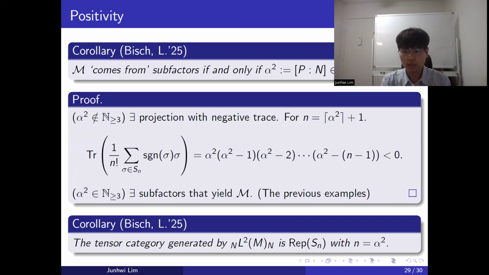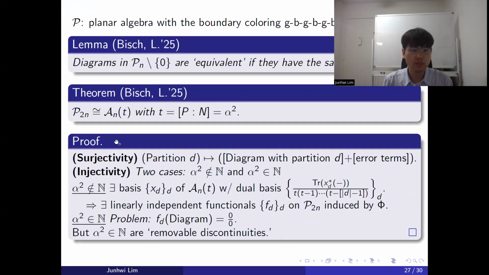An interesting thing to notice is that when we show the isomorphism of the partition algebra and the planar algebra with green, blue coloring at the boundary, we prove the property of the case where alpha squared is an integer from the property of the case where alpha squared is not an integer. This turns out to be, we proved the property of the subfactor planar algebra from a non-subfactor planar algebra.